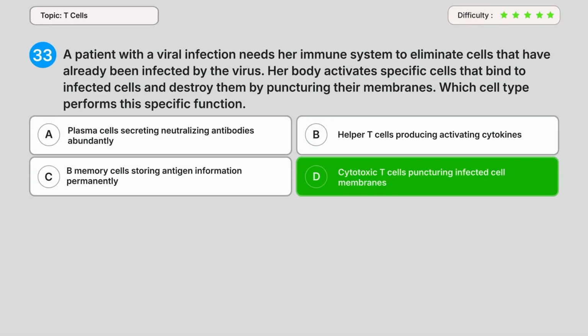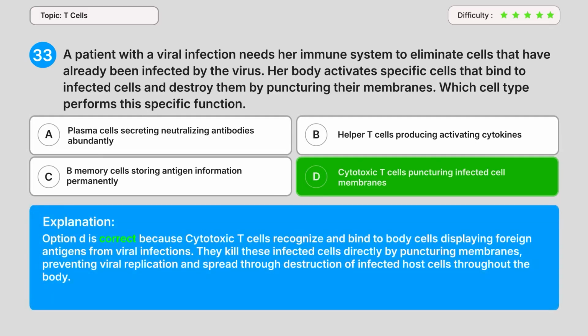Correct answer. B. Cytotoxic T cells puncturing infected cell membranes. Cytotoxic T cells recognize and bind to body cells displaying foreign antigens from viral infections. They kill these infected cells directly by puncturing membranes, preventing viral replication and spread through destruction of infected host cells throughout the body.